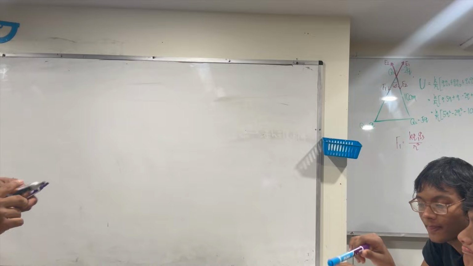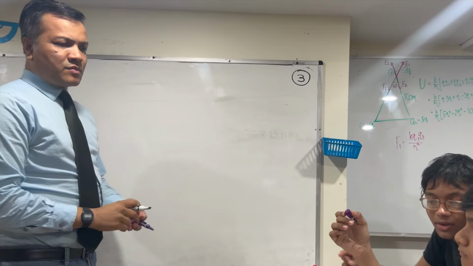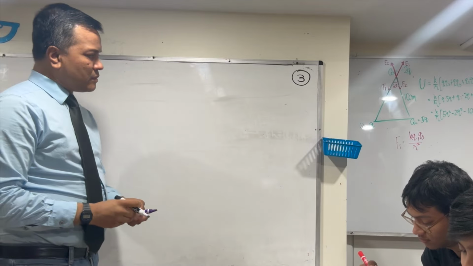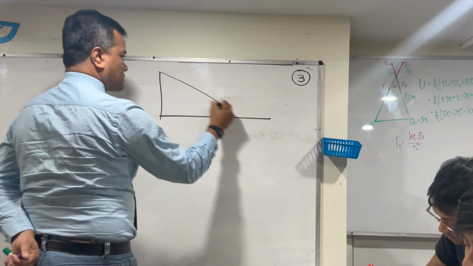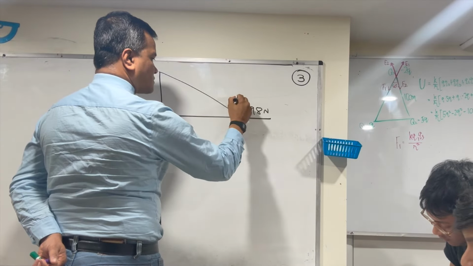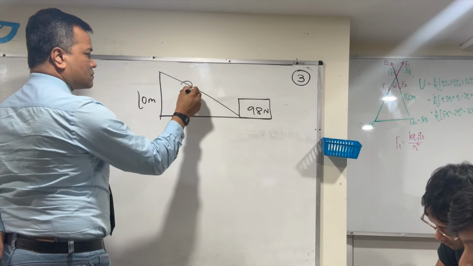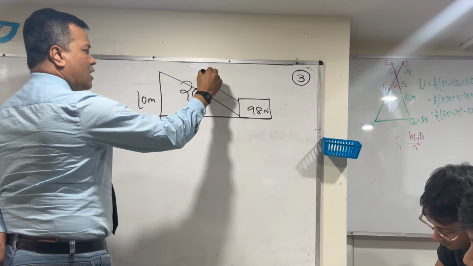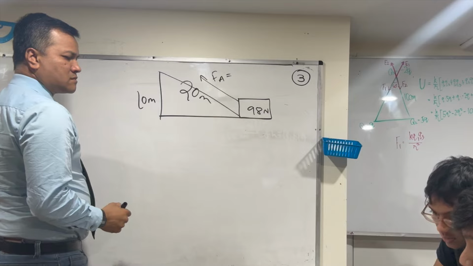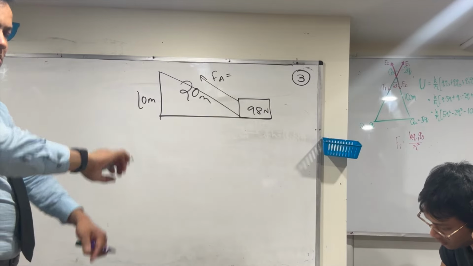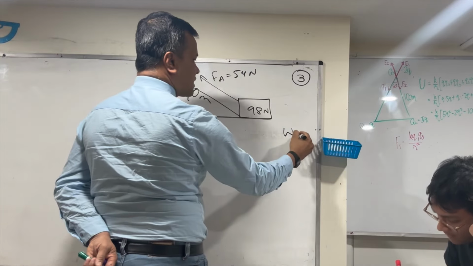Okay, and why don't you read problem number three? Go ahead. A 98 newton box is pulled up a 20 meter long incline by a constant force of 54 newtons. The vertical height gained by the box is 10 meters. Find the magnitude of work done by gravity on the box. How much are you pulling it by? 54 newtons. So we have to find work done by gravity, right?